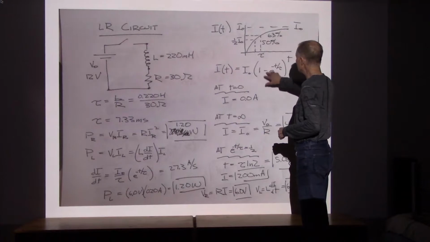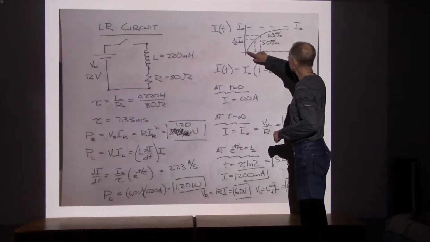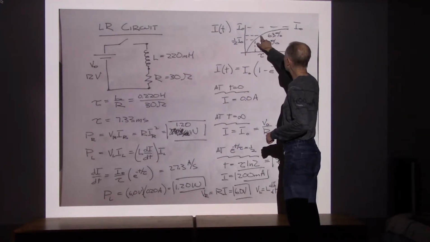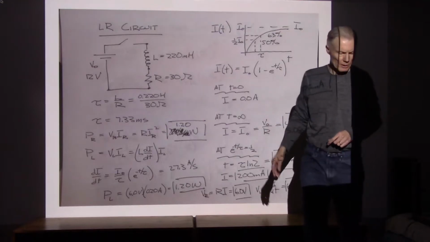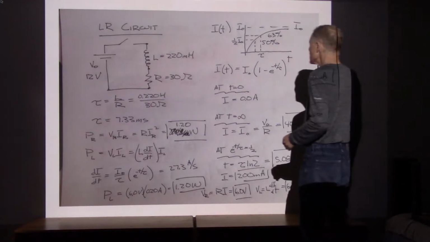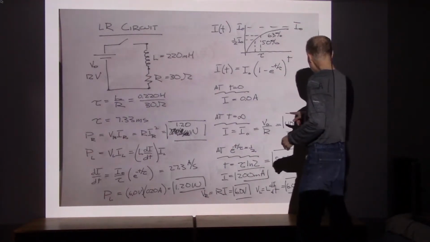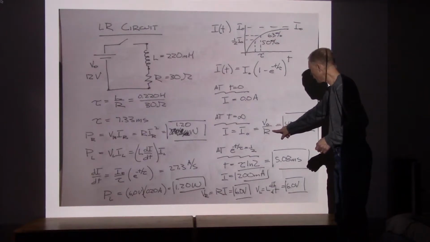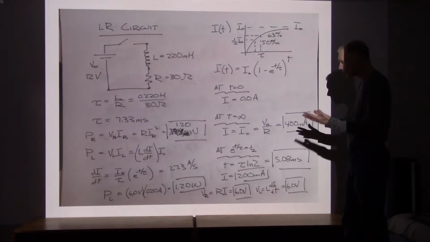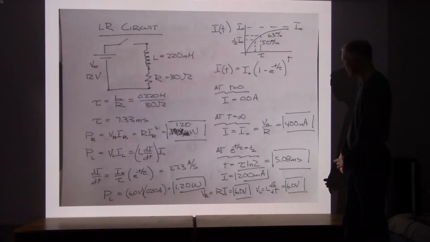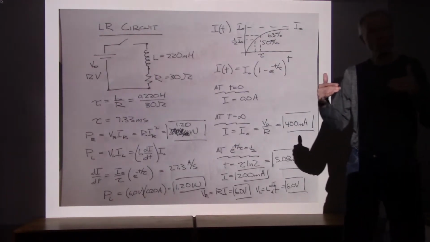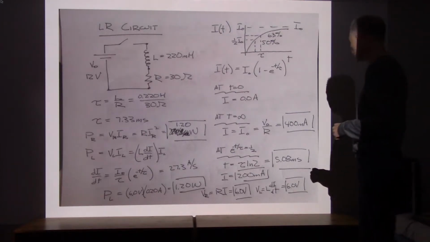On my graph, this is the function that we're plotting. 7.33 milliseconds then is the amount of time at which the current has reached 63% of its asymptotic value. The asymptotic value here being given by V naught over R, which is 400 milliamps. Now they ask a bunch of questions about what's going on when 200 milliamps of current are running. So, kind of at the halfway point in terms of current.